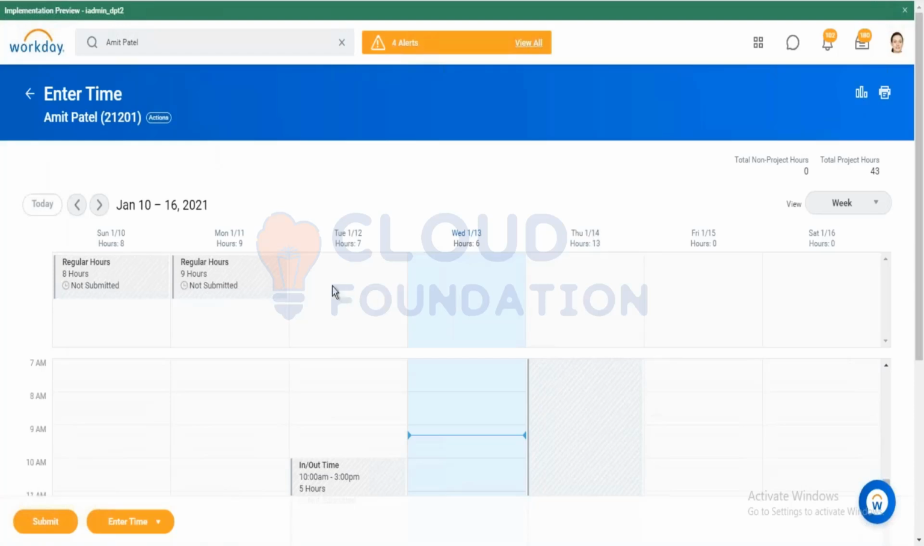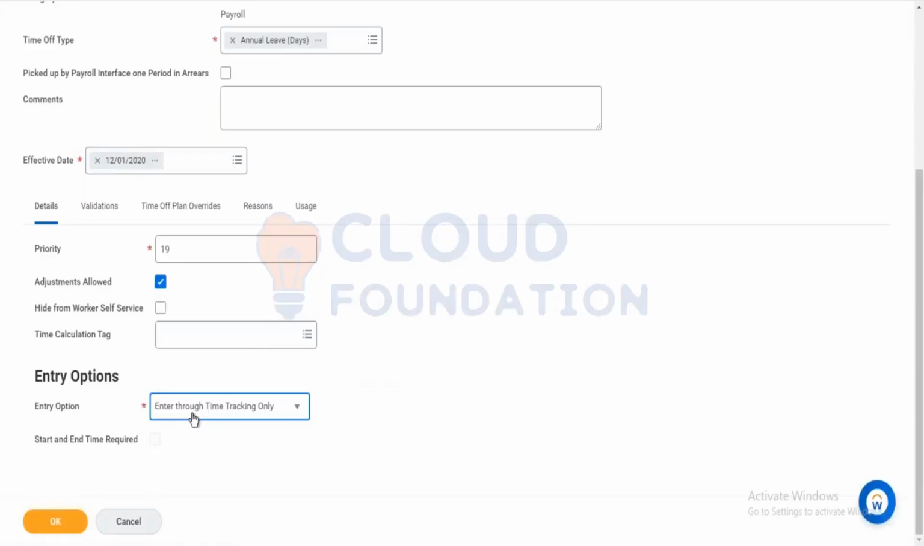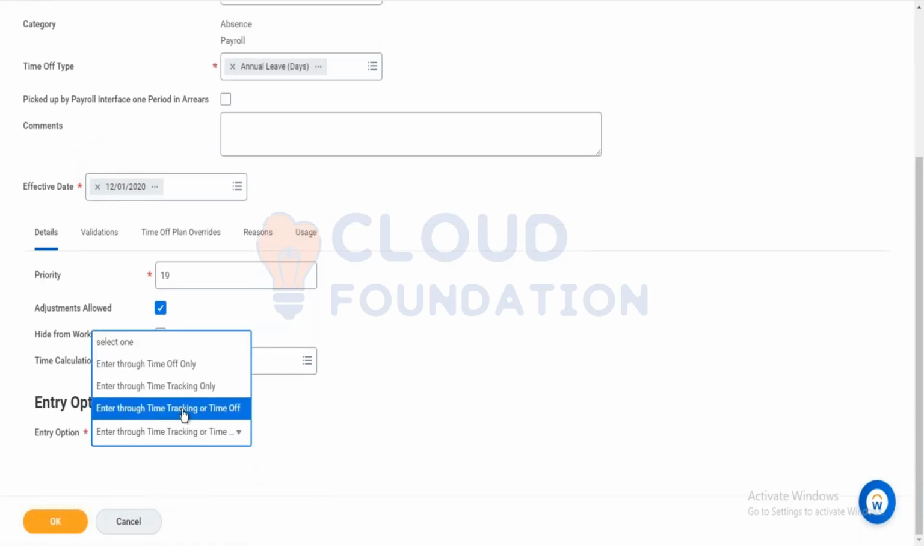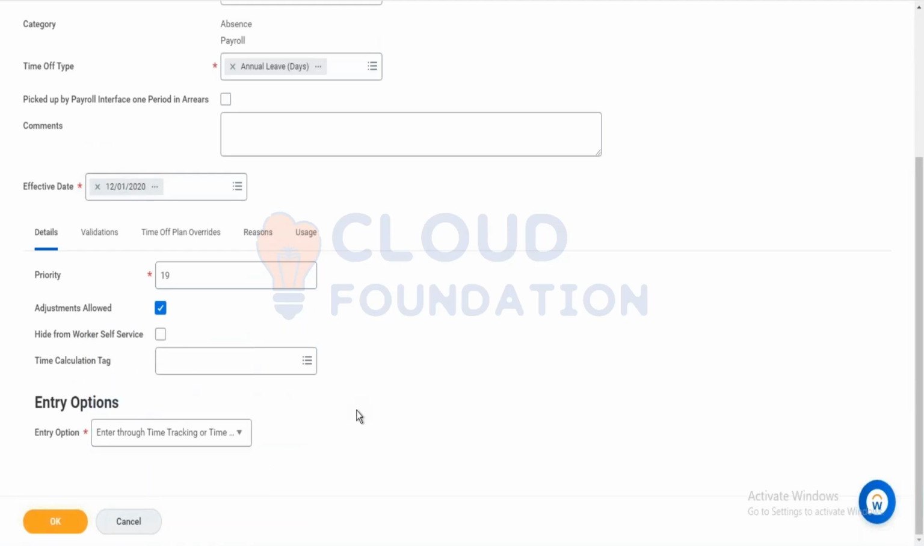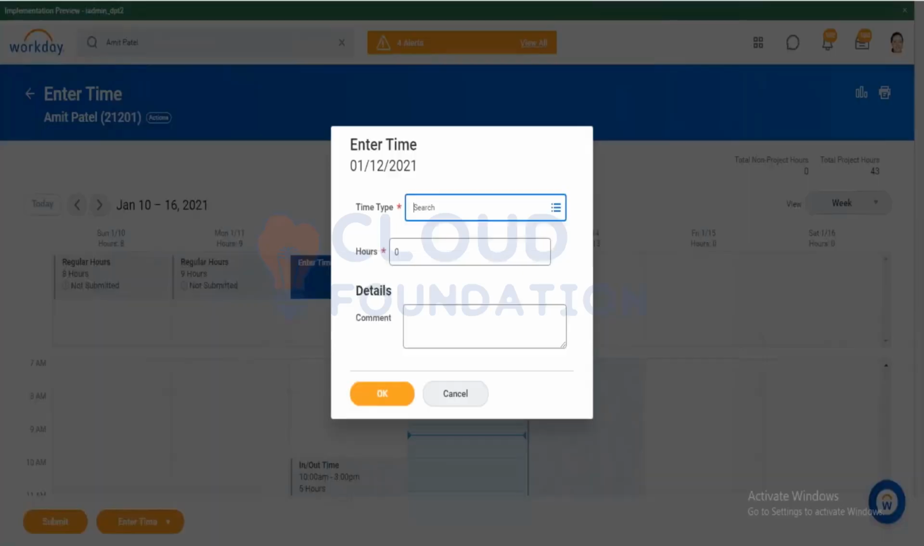No, we don't use this. Okay, you use through this. So if you want to use the time off through this calendar, this time card, then you need to make it enter through time tracking. But if you are more flexible, wherever you want to use, you need to make it time tracking or time off, which means the person has the liberty to use it through the time off calendar as well as through the time card also.